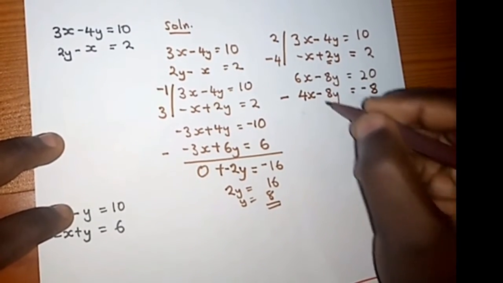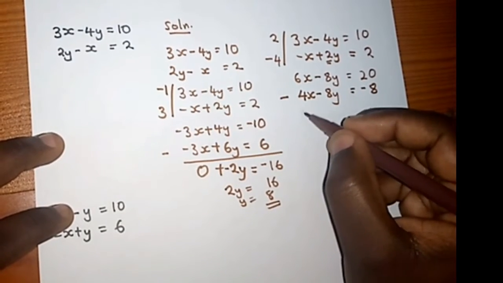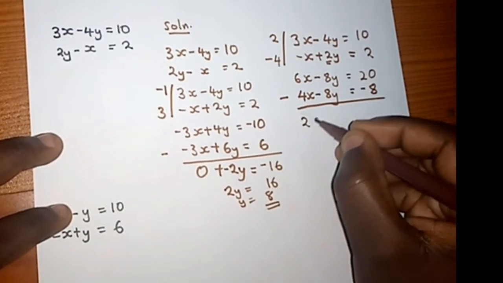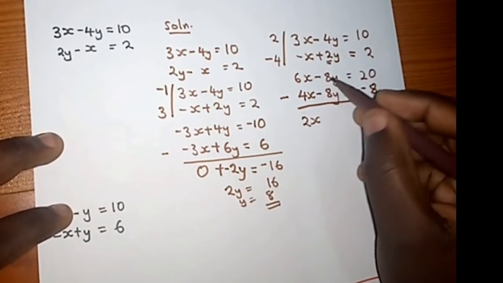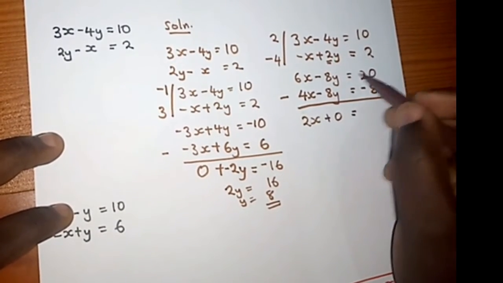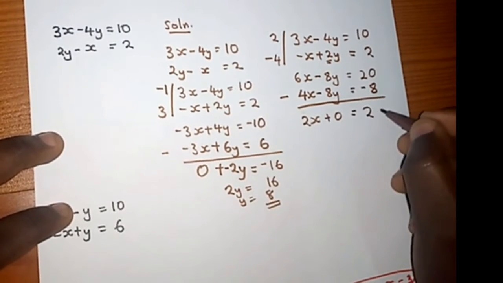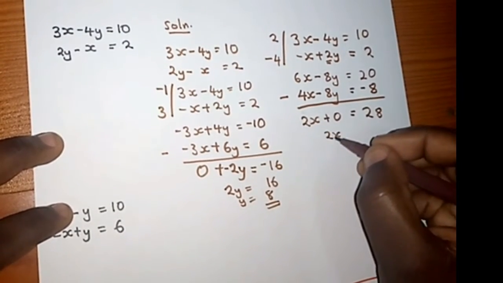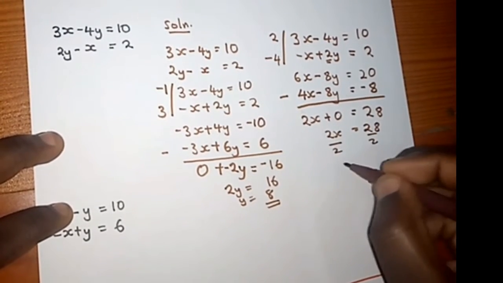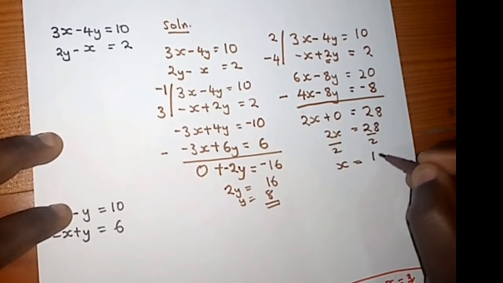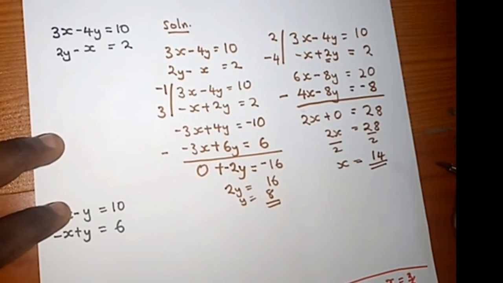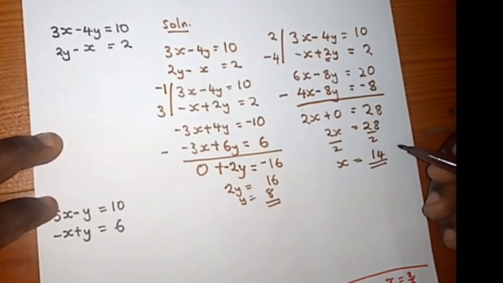So I subtract 6 minus 4, I get 2x. This one I get minus 8y minus 0, equals to 20 minus negative 8, this is 28. So my 2x equals to 28. If I divide by 2 here, my x will be equal to 14. So for the second equation, my y equals to 8 and my x equals to 14.